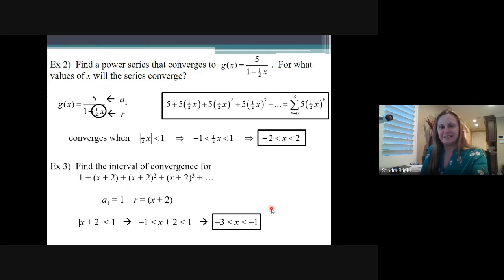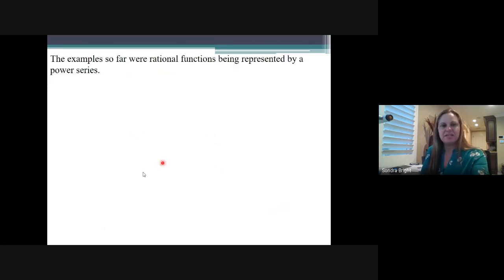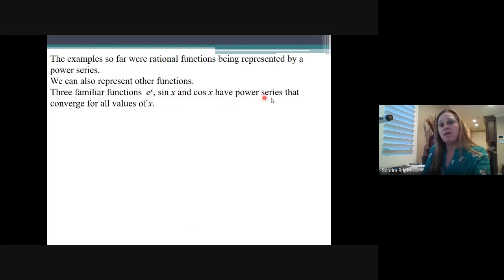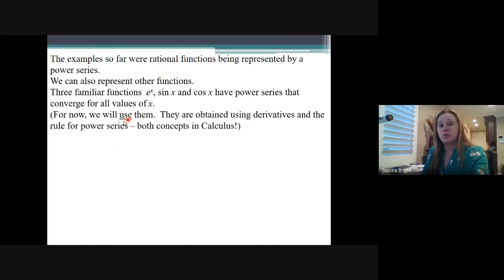All right. So the examples so far were rational functions being represented by a power series. We can also represent other functions. 3 familiar functions, e to the x, sine of x, and cosine of x, all have power series that converge for all values of x. Their interval of convergence is all real numbers. So for now, we're just going to use them. You don't need to memorize them. Next year, you'll actually learn how they're obtained, and you'll actually memorize them and everything.